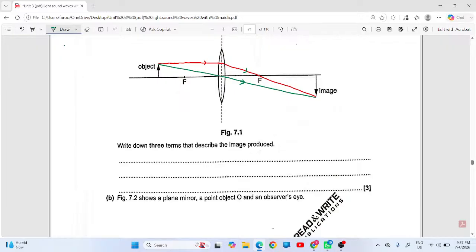Write down three terms that describe the image produced. Okay, the image is real, inverted, and enlarged.